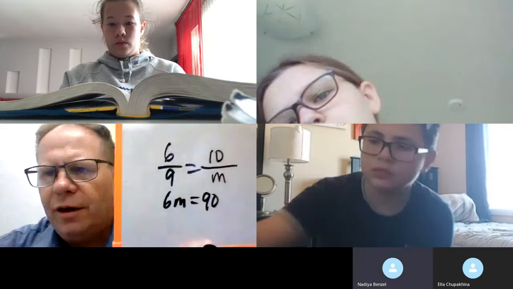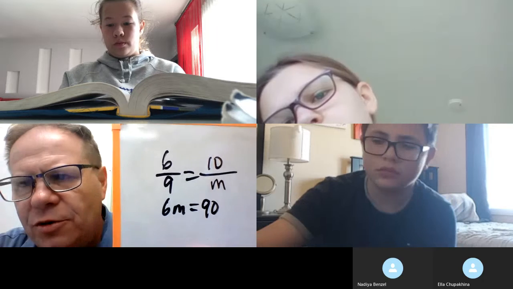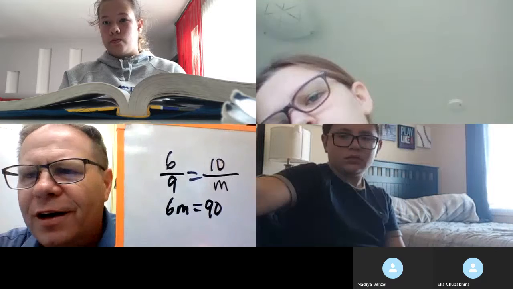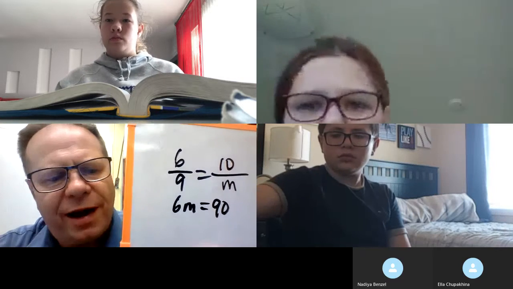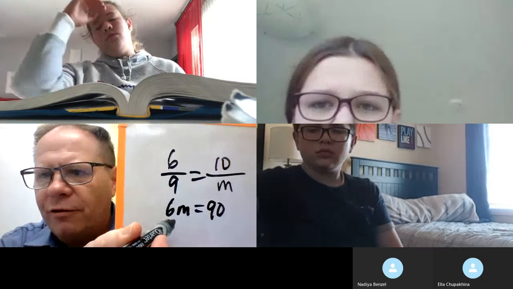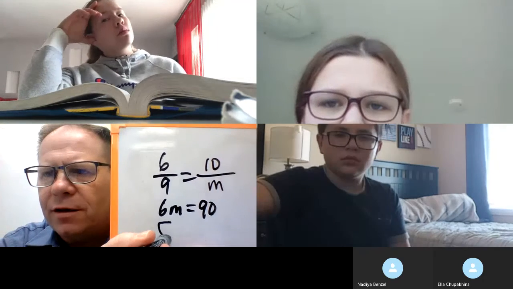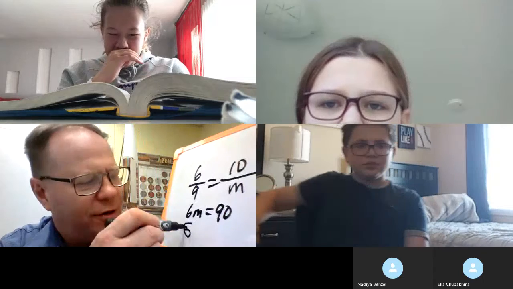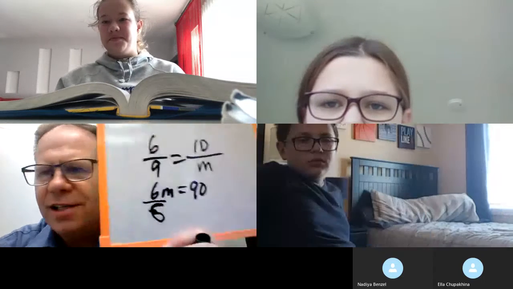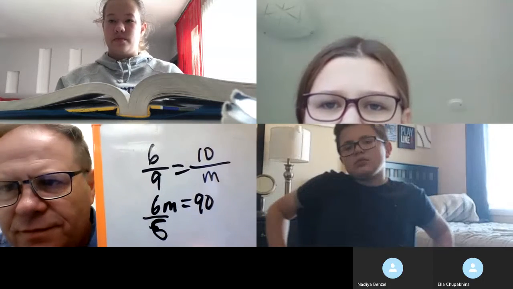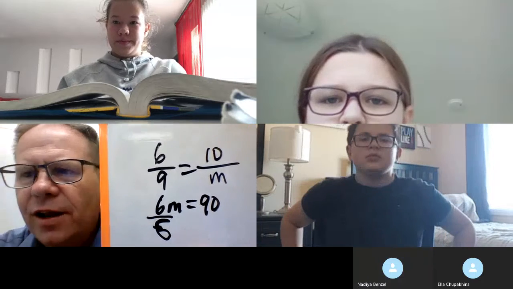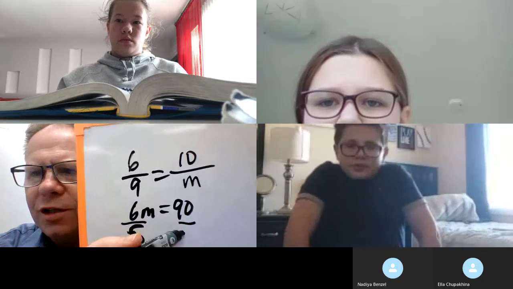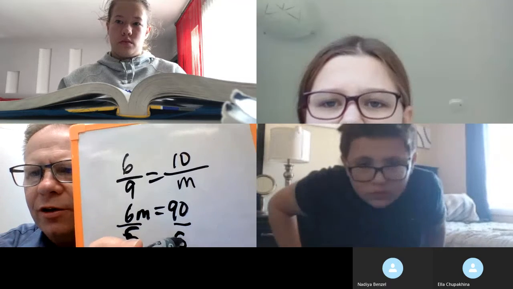Now remember, the proper way to do this type of thing, oh, you just divide it by 6. Well, yes, in this case that would work, but really you're dividing both sides by the same number. So this side you're dividing by 6. 6 over 6 is equal to what? 1. So that's what you're trying to do. You're trying to get 1m by itself. Then you got to do the same thing. What you do to one side of the equation, you do to the other side of the equation.